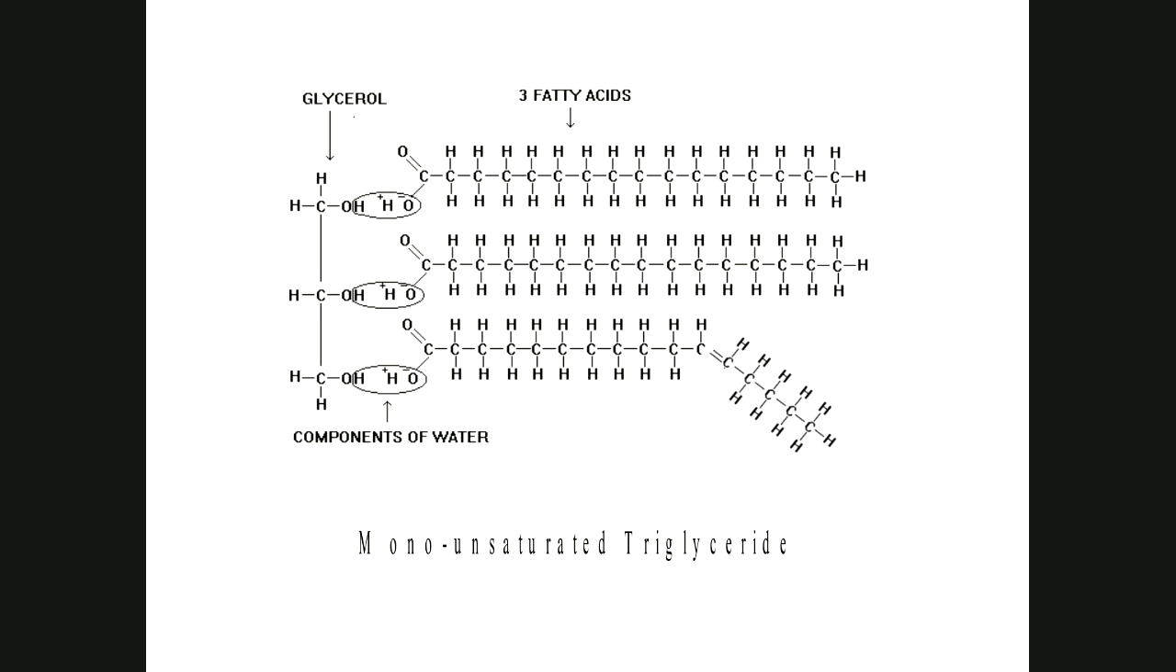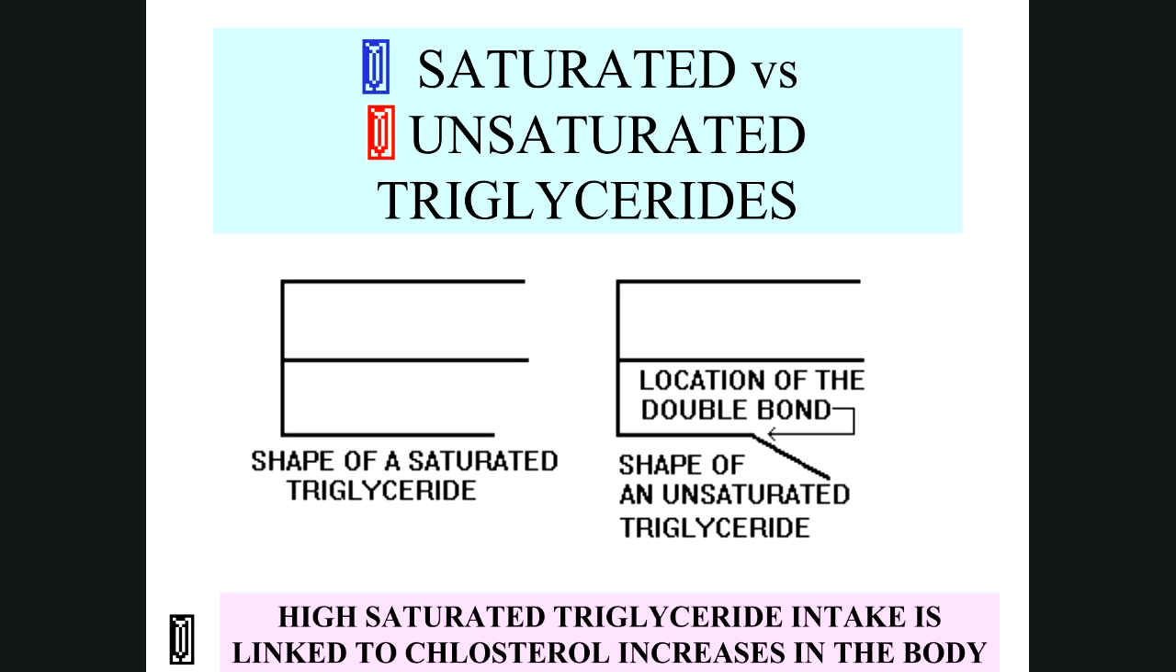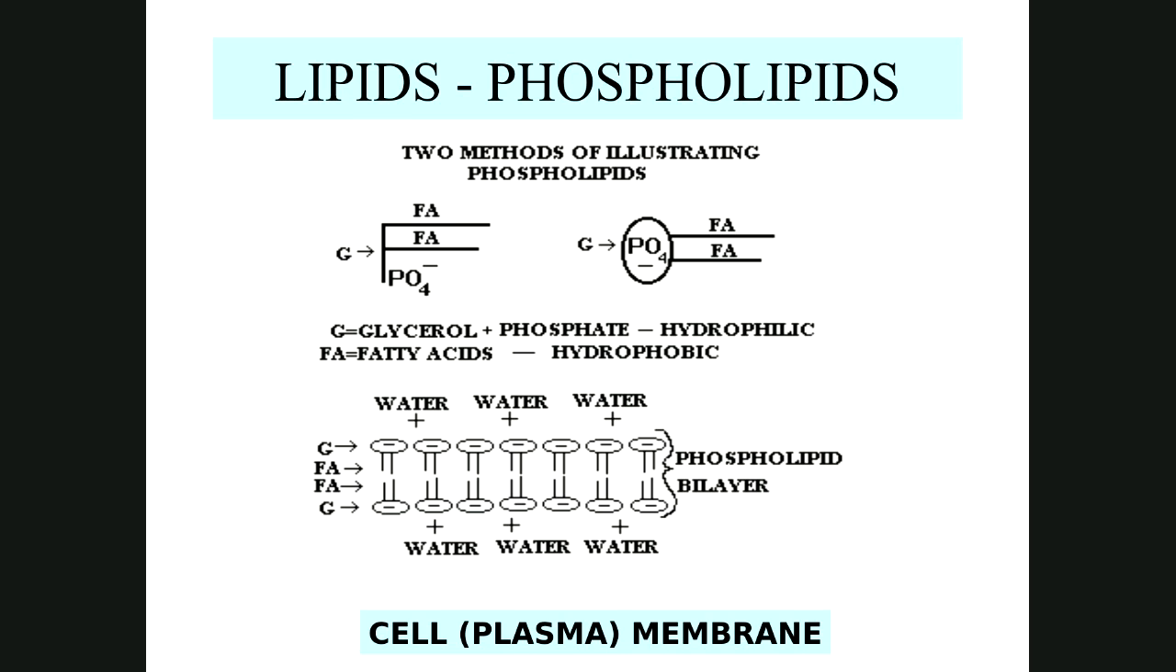So those are triglycerides. Another kind of lipid, which is an extremely important one, is called a phospholipid. By the way, this slide here just shows you the little kink and the difference in shape between the saturated and the unsaturated one because of the location of the double bond. Now this one here is the phospholipids. The phospholipids are almost the same.